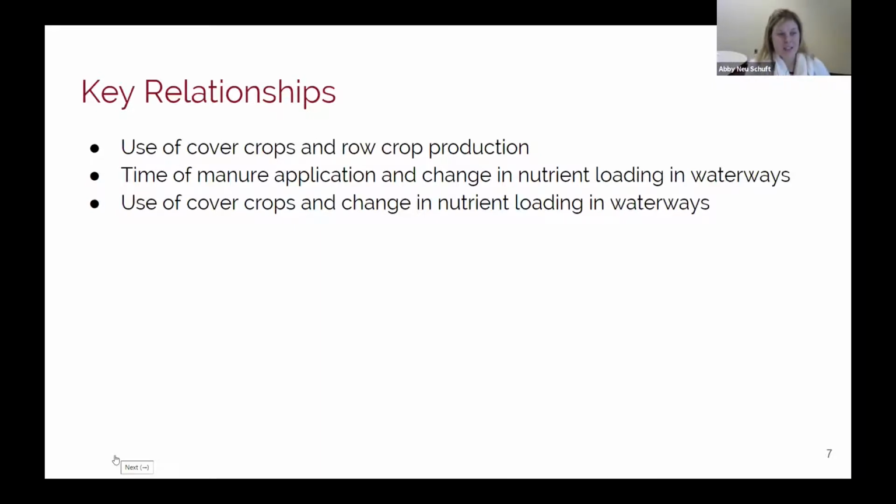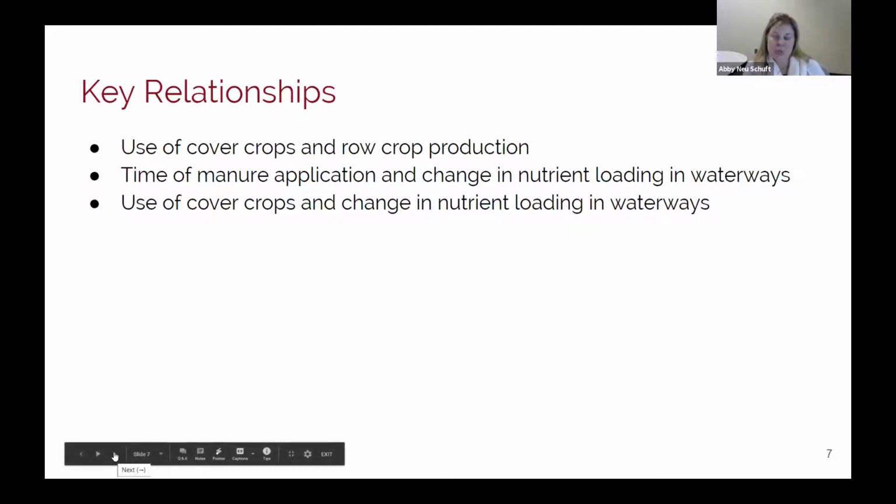And lastly, a relationship that we've discovered is the use of cover crops and how that might change nutrient loading in the waterways, because there could be potentially less loading in the waterways because of those cover crops used.